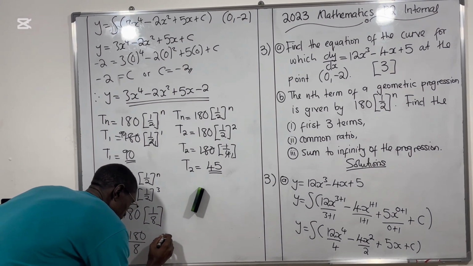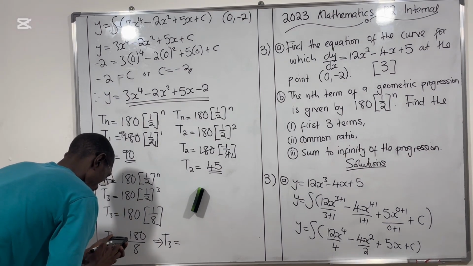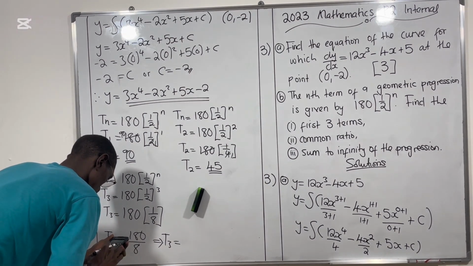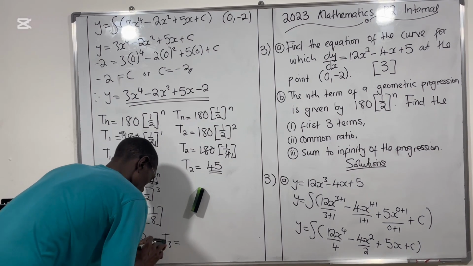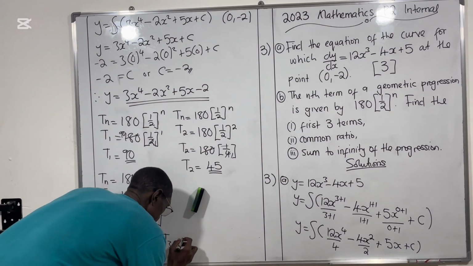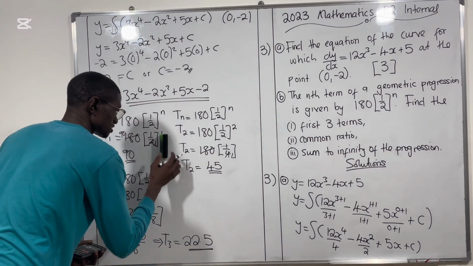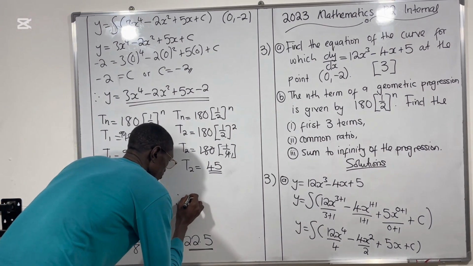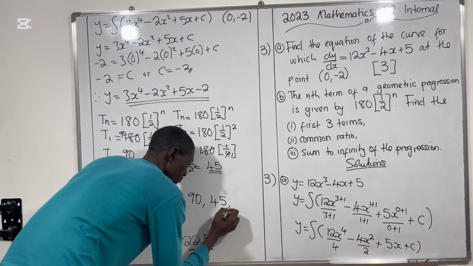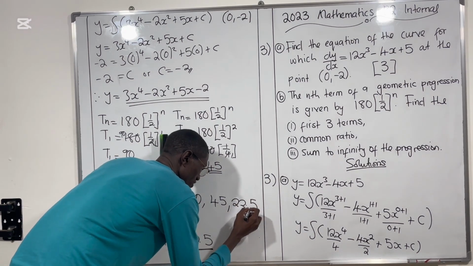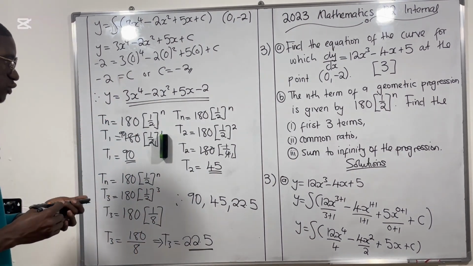Okay, T3 is going to be 180 divided by 8, which gives us 45 over 2, which we're going to simply convert to a decimal. We'll put it as 22.5. So the first 3 terms, therefore, of this AP are going to be 90, then 45, then 22.5. If you want, you can put it in fraction and simply say 45 over 2, and we are done.